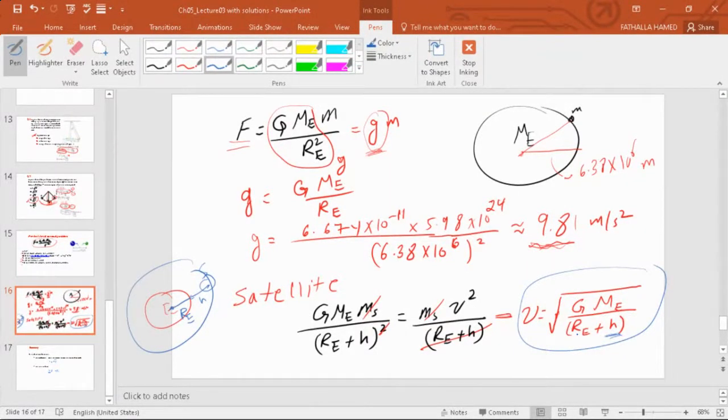Is this clear? Any questions on these? And also about g. If you go higher above the surface of the Earth, g will become lower and lower. Maybe we can touch upon this later when we talk about energy and escape velocity and things like that. But satellites are basically going around the Earth with high speeds. Is this clear? Any questions on this?